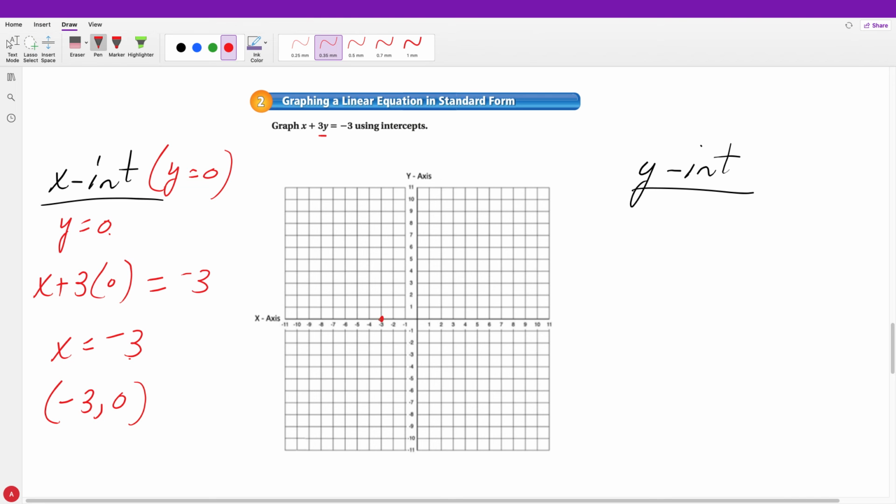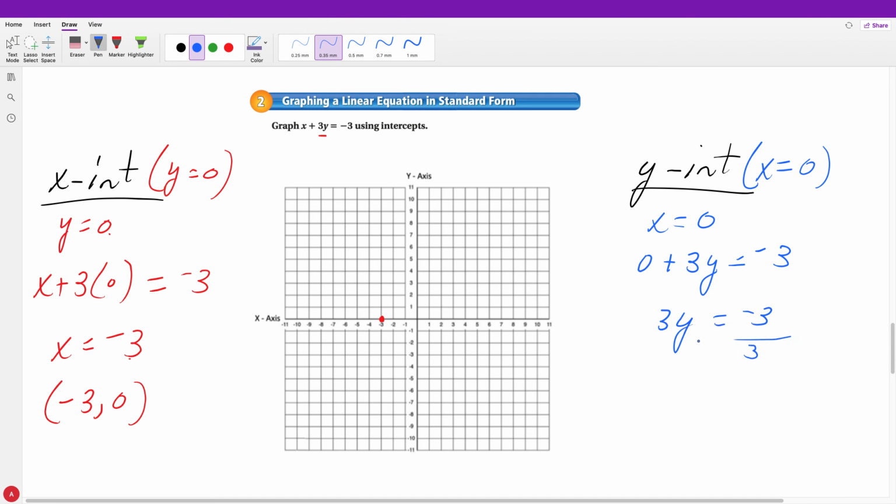Here is -3, 0. And then I'm going to do my y-intercept where we set x equal to 0. So if x is 0, we have 0 plus 3y is equal to -3. So 3y is equal to -3. Divide each side by 3, and y is equal to -1. So we have the point of 0, -1, because x is 0, and y is -1 when x is 0. So I can go ahead and plot that point of 0, -1.